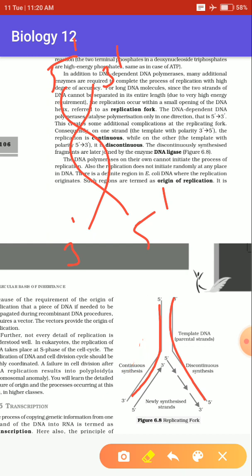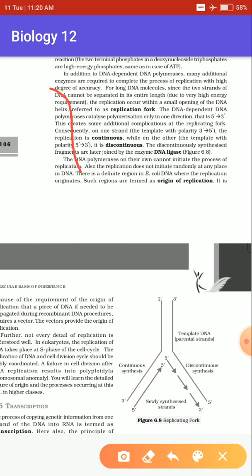Now, speaking further, if we have this DNA strand, 5 prime to 3 prime and 3 prime to 5 prime, it will be replicated. This replication fork tries to form a new strand from 5 prime to 3 prime in a continuous way, in the opposite direction. This is the strand, right? This is the 5 prime to 3 prime strand. It just cuts away in between.